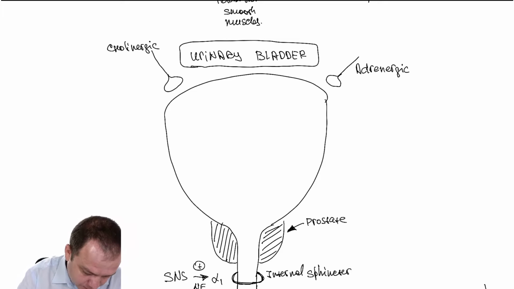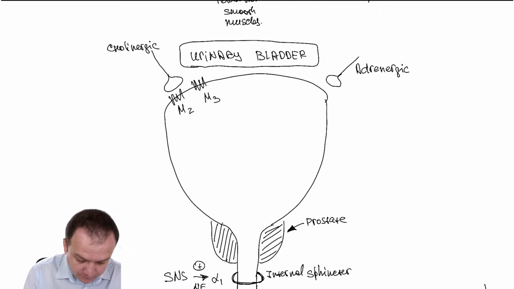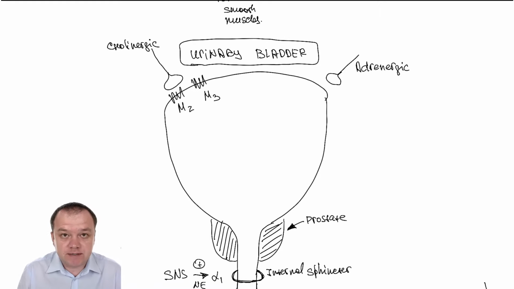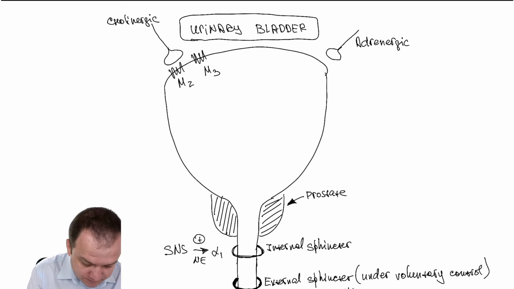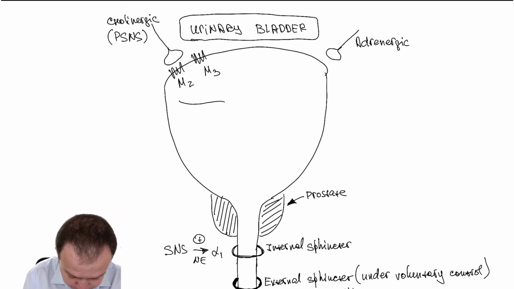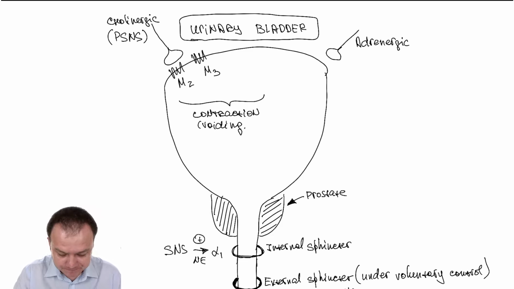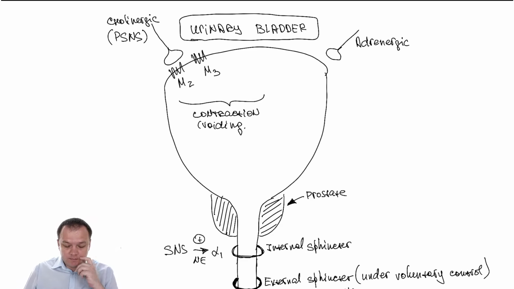From the cholinergic side, we have M2 and M3 types of receptors, and activation of cholinergic inputs, let's say activation of the parasympathetic nervous system, causes contraction, and finally voiding, right? Voiding.